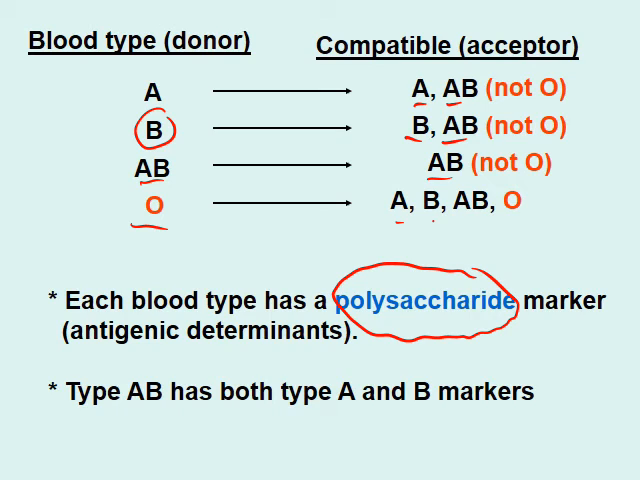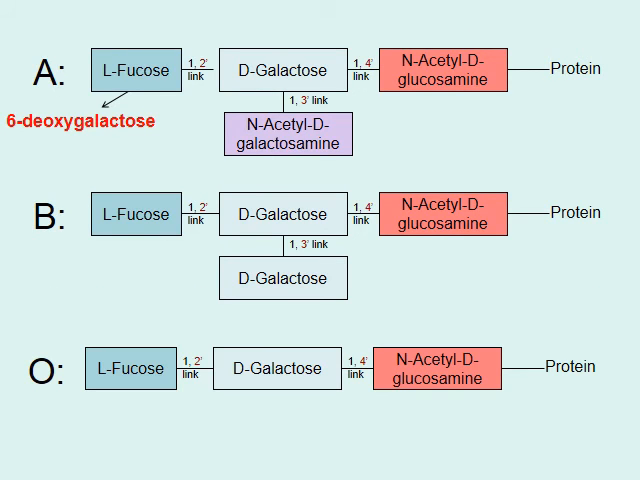Now, type AB has both A and B markers. Now, these are something that characterizes a particular blood type. Here we are showing you composition of blood type A, B, and O. In each blood type, you can see that there are some sugar units present. L-fucose is 6-deoxygalactose, so each blood type has that. In addition, you have D-galactose present in every blood type.